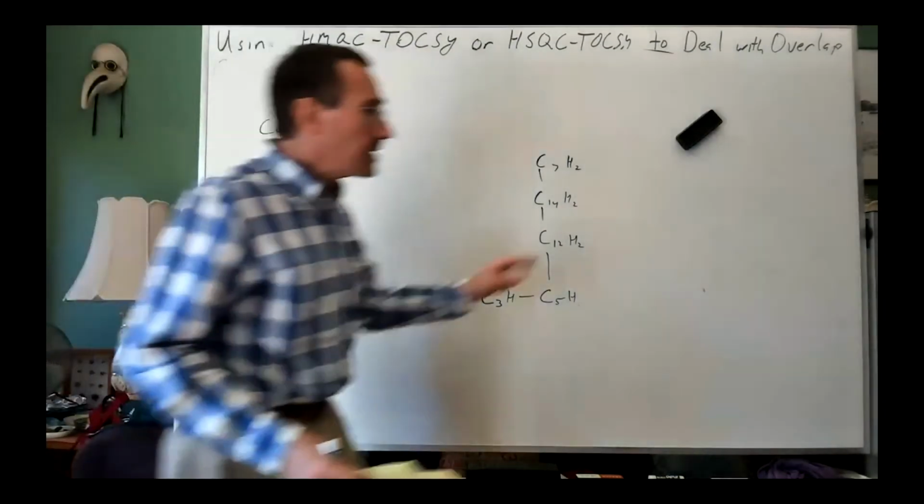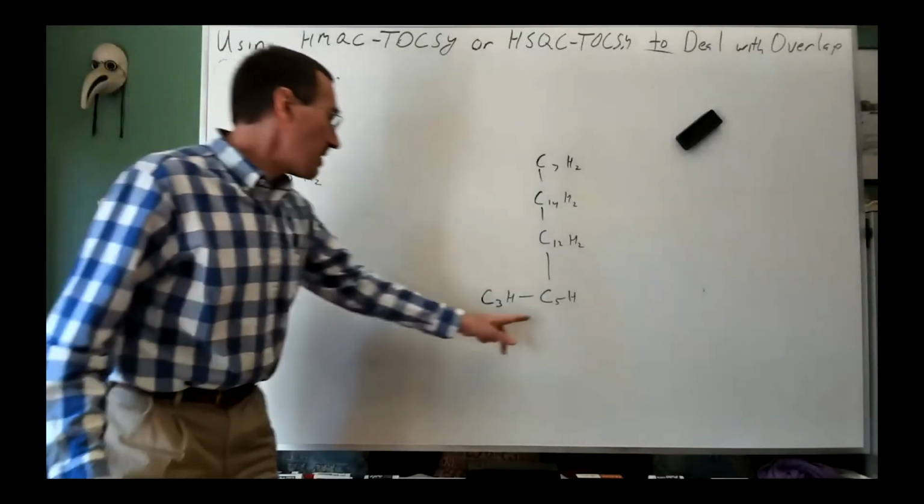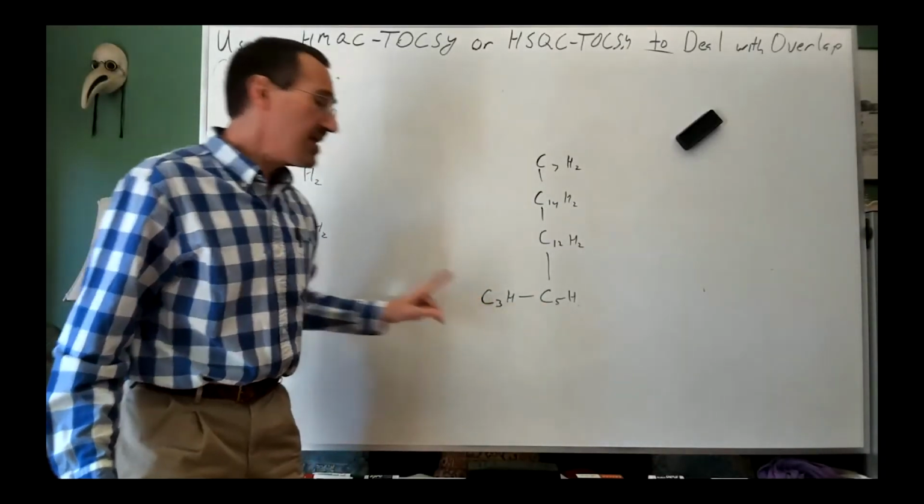Now at this point, sorry to interrupt. How do we know that 12 is coming off of 5 and not 3? I must have missed that.